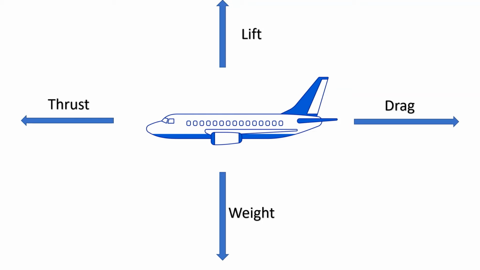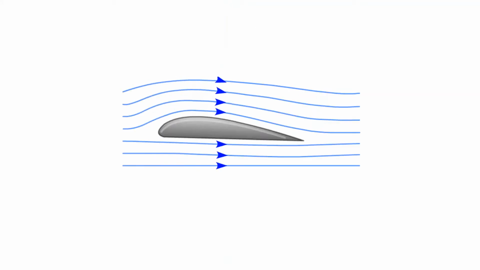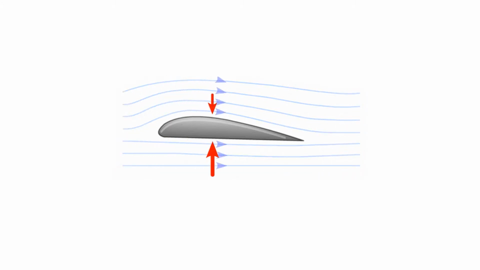Lift is the force generated mostly by the wings of the aircraft, and this is what holds the aircraft in the air. Now, how does the wings produce lift? You would have heard the common explanation that air moves faster on the top and slower on the bottom, and this causes a difference in pressure, causing lift. Well, this is not entirely right.